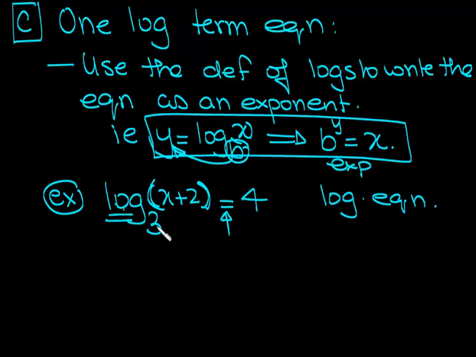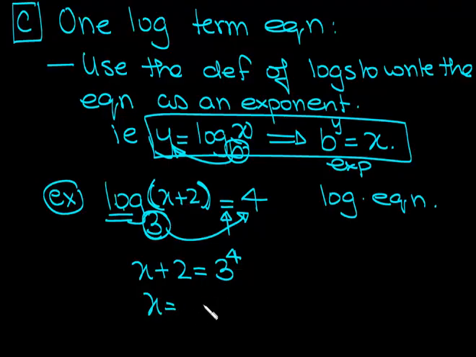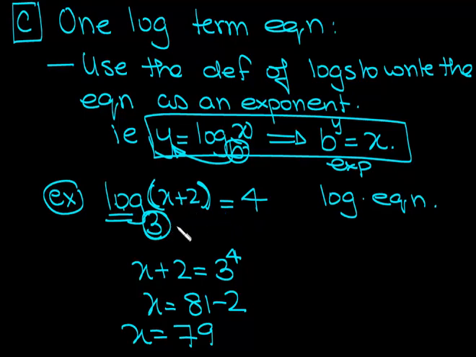So let's do that. I take this base, it becomes a base on the other side, and then you just drop the log. So we get x plus 2 is equal to 3 to the 4. So we get x is equal to 3 to the 4, which is 81, minus 2. So we get x is equal to 79. Now this one's going to be a little bit harder to check. Not difficult, just harder. Why? Because the base is 3. I would have to do a change of base to check it.